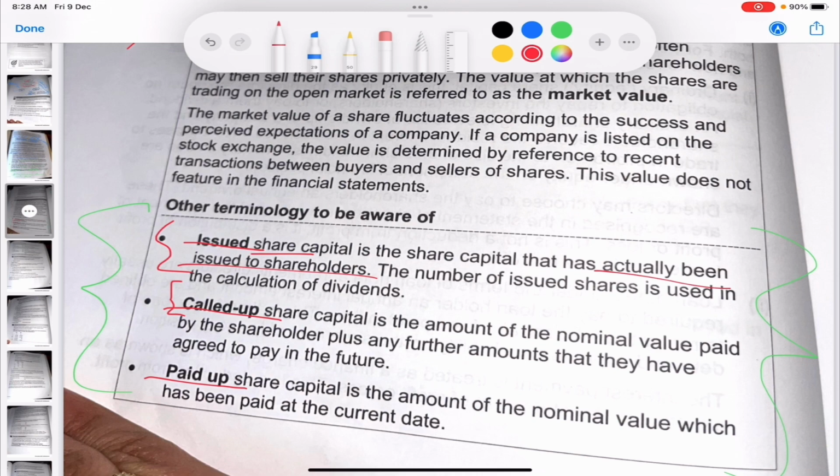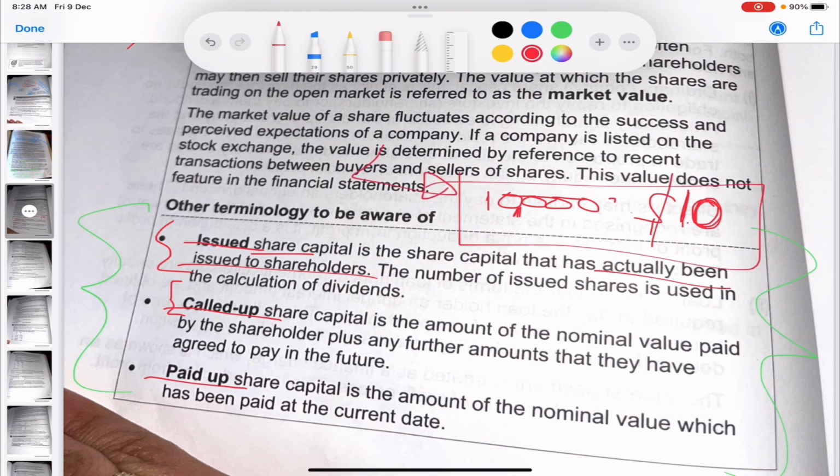Now what do you understand by called up? Let's assume 10,000 shares of $10 each. This is the issued capital. I would like to have this much issued capital. Called up is how much money I am calling from the shareholders right now. I am issuing the entire $10 per share, but right now I require only $5 per share. So at this moment I'm calling up only $5, and on a future date I will be calling up the rest of the $5. So that is what called up means.